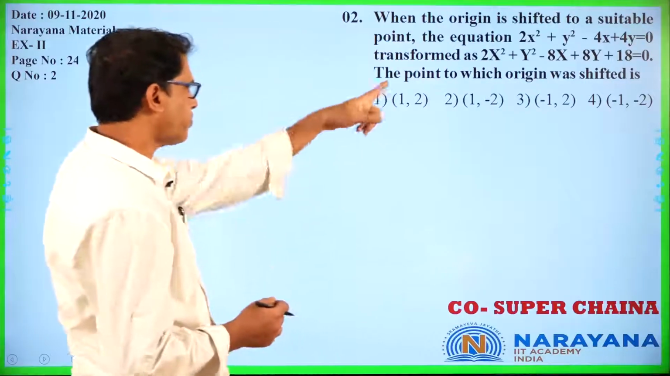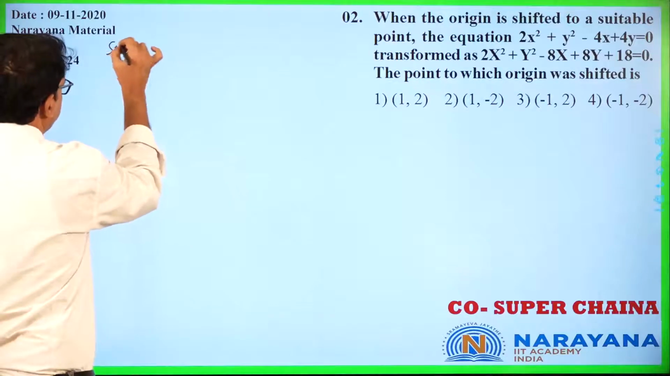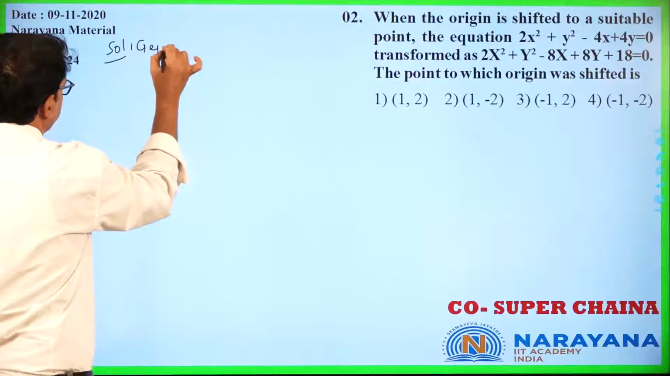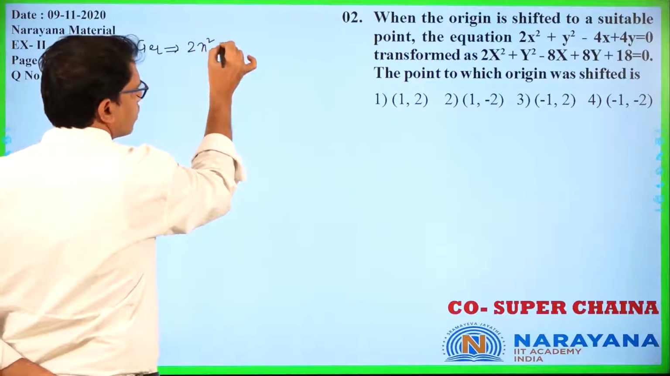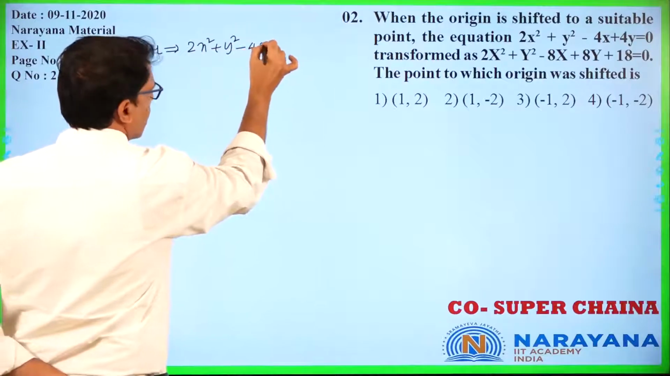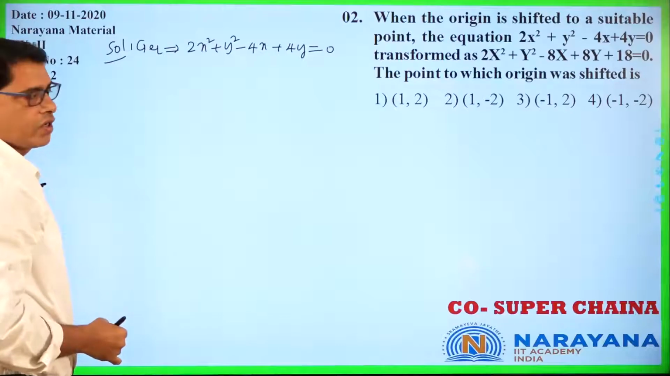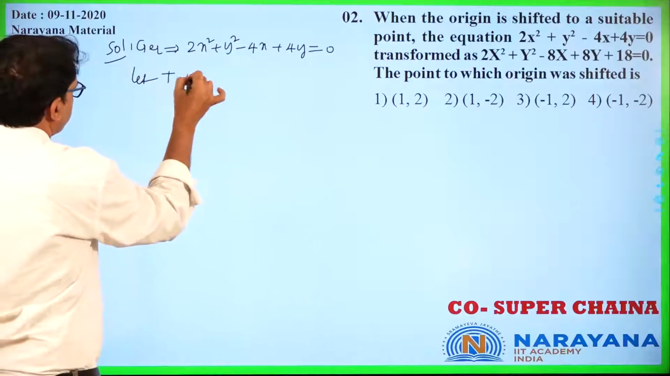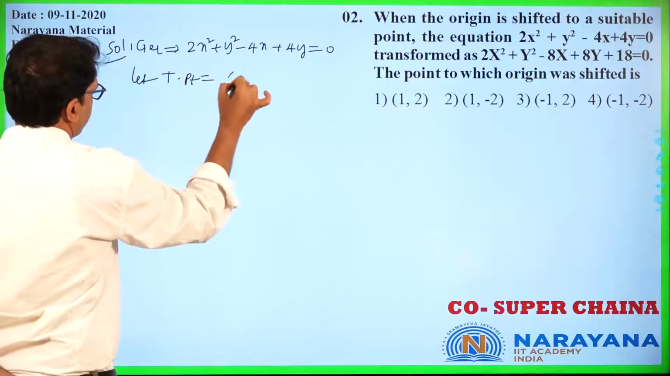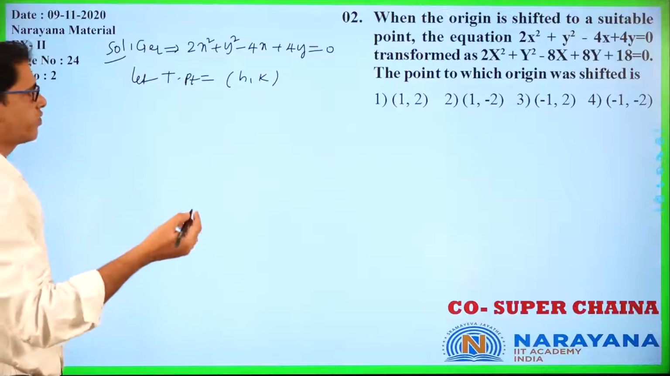So we have to find the translated point. First write the given equation: 2x² + y² − 4x + 4y = 0. The translated point is not given, so let the translated point be (h, k). Let us find the transformed equation.